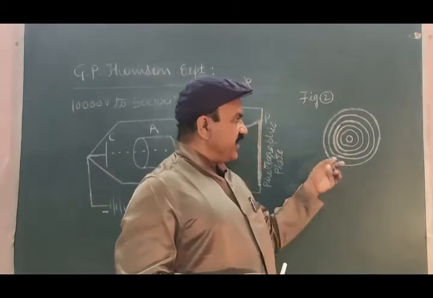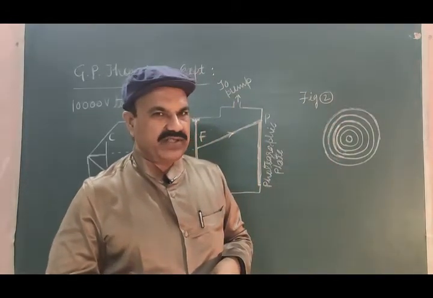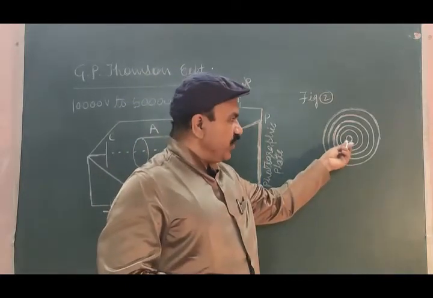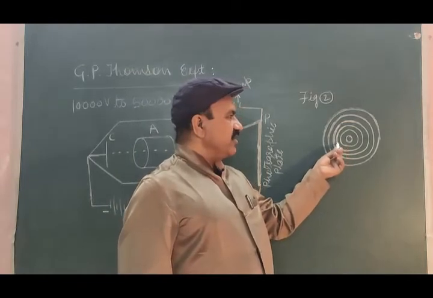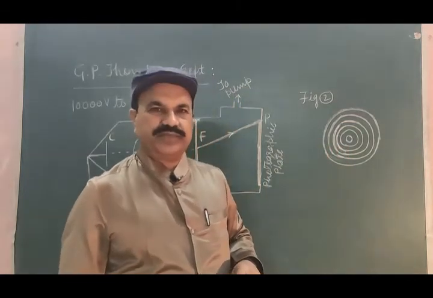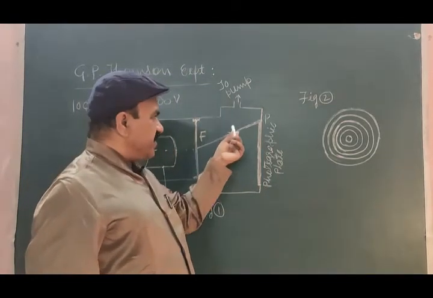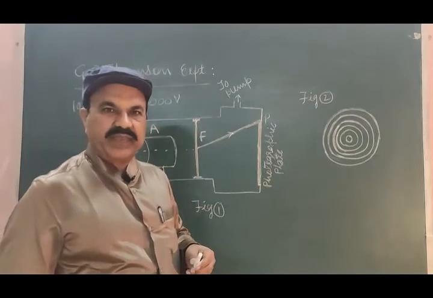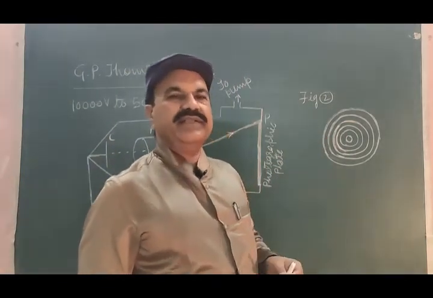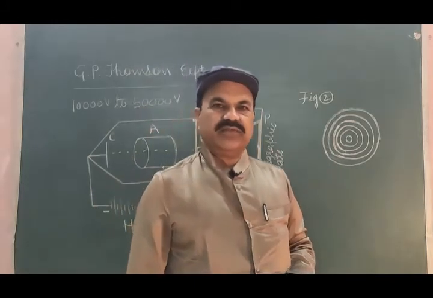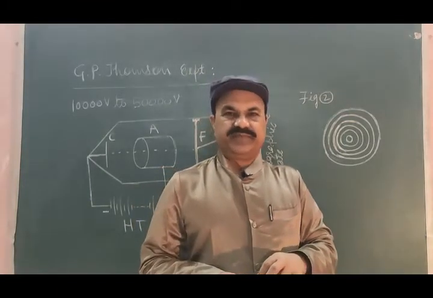Here we can see different circles corresponding to the diffraction pattern. These correspond to different orders of diffraction: first order, second order, third, fourth, and so on. By measuring the distance of P and the angle, we can find the wavelength of the electron giving rise to this diffraction pattern.